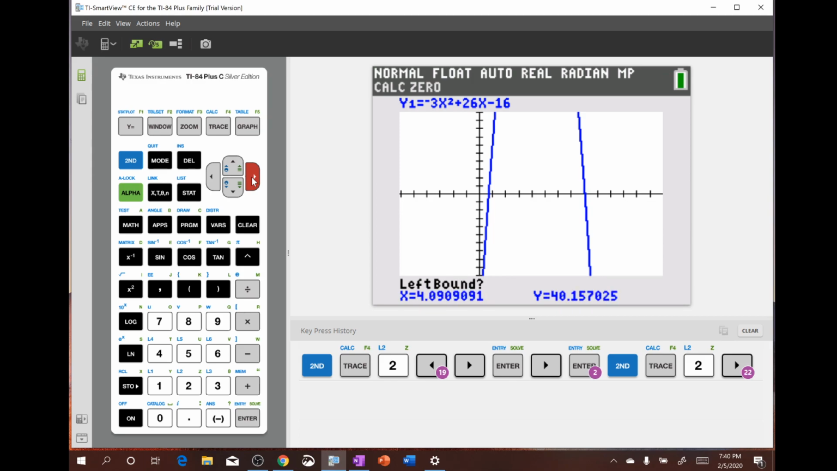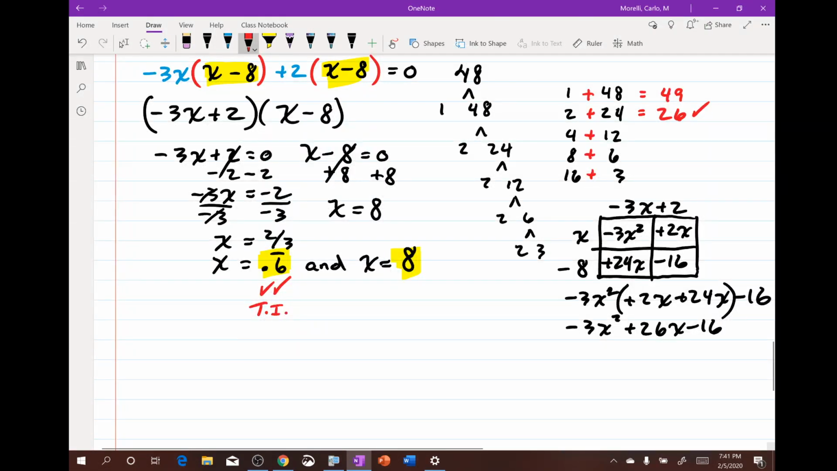And now for this one, keep clicking to the right. It's going to show up again. Just keep clicking. It takes forever. There it is. Now, oops, one too far. Start right there. That's the left boundary. Hit enter. Creates that little dotted line. Go below the x-axis and hit enter again. Then hit enter again. X equals 8. So now we verified this one as well using the TI.